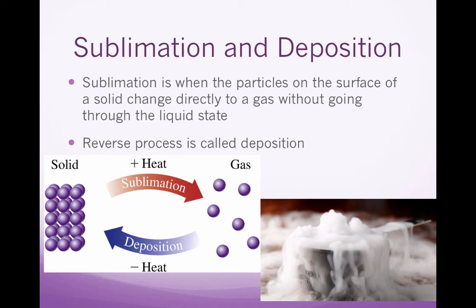And then, like I said before, sublimation is when particles on the surface of a solid go directly into the gas state without going through the liquid state. And so heat must be absorbed. And the opposite of that is called deposition. So when gas particles go straight to the solid phase, heat has to be released. A really good example of this, or a well-known example of this, is dry ice. Dry ice undergoes sublimation, that's solid carbon dioxide.